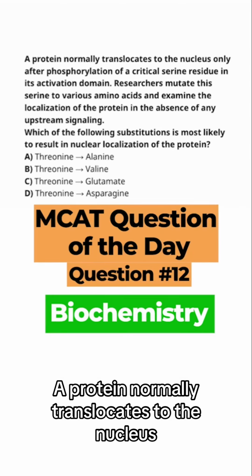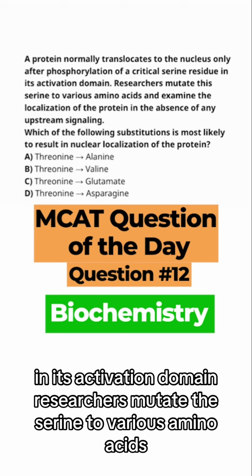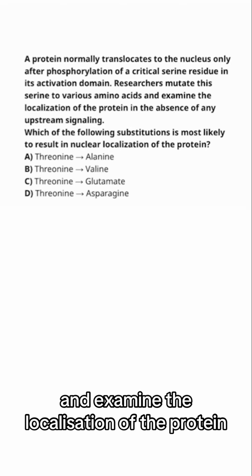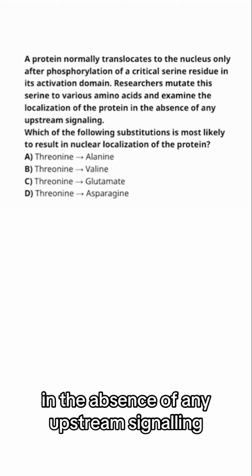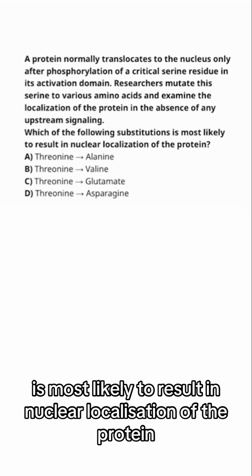A protein normally translocates to the nucleus only after phosphorylation of a critical serine residue in its activation domain. Researchers mutate this serine to various amino acids and examine the localization of the protein in the absence of any upstream signaling. Which of the following substitutions is most likely to result in nuclear localization of the protein?